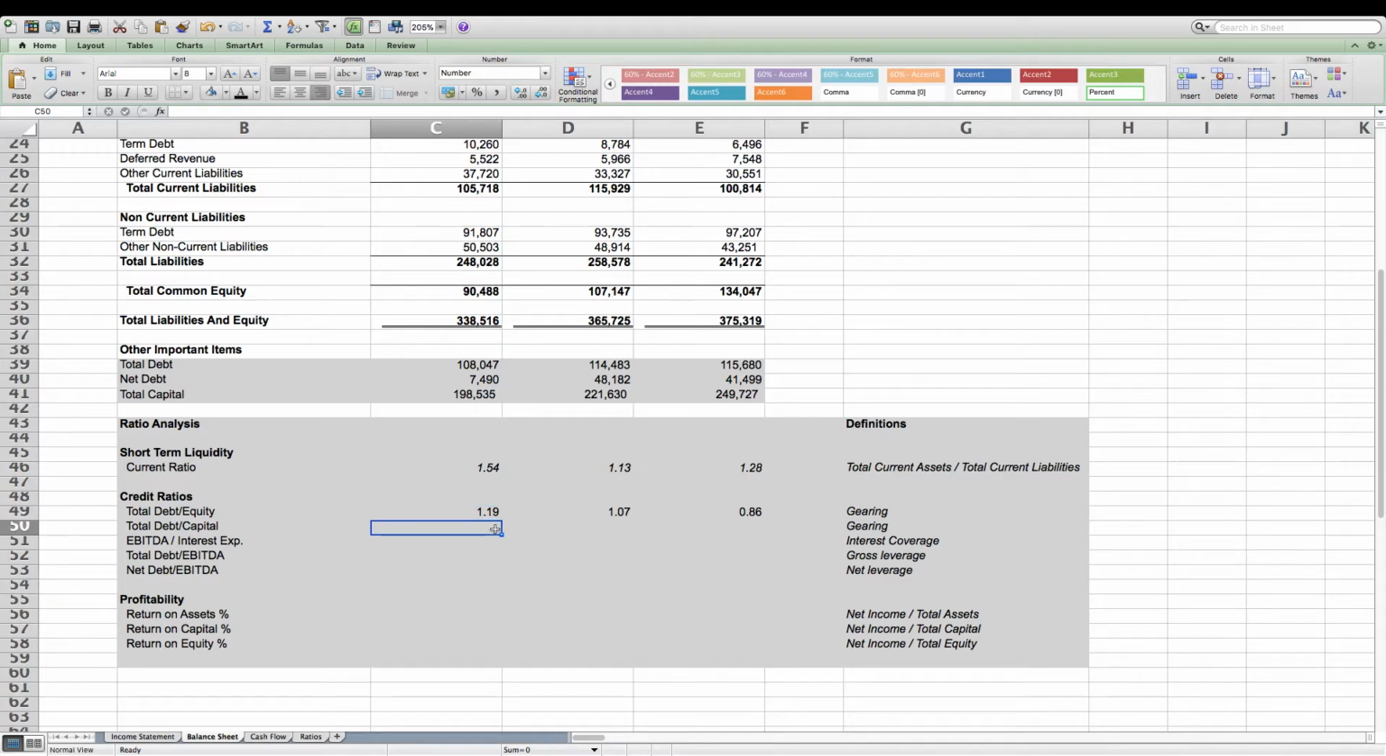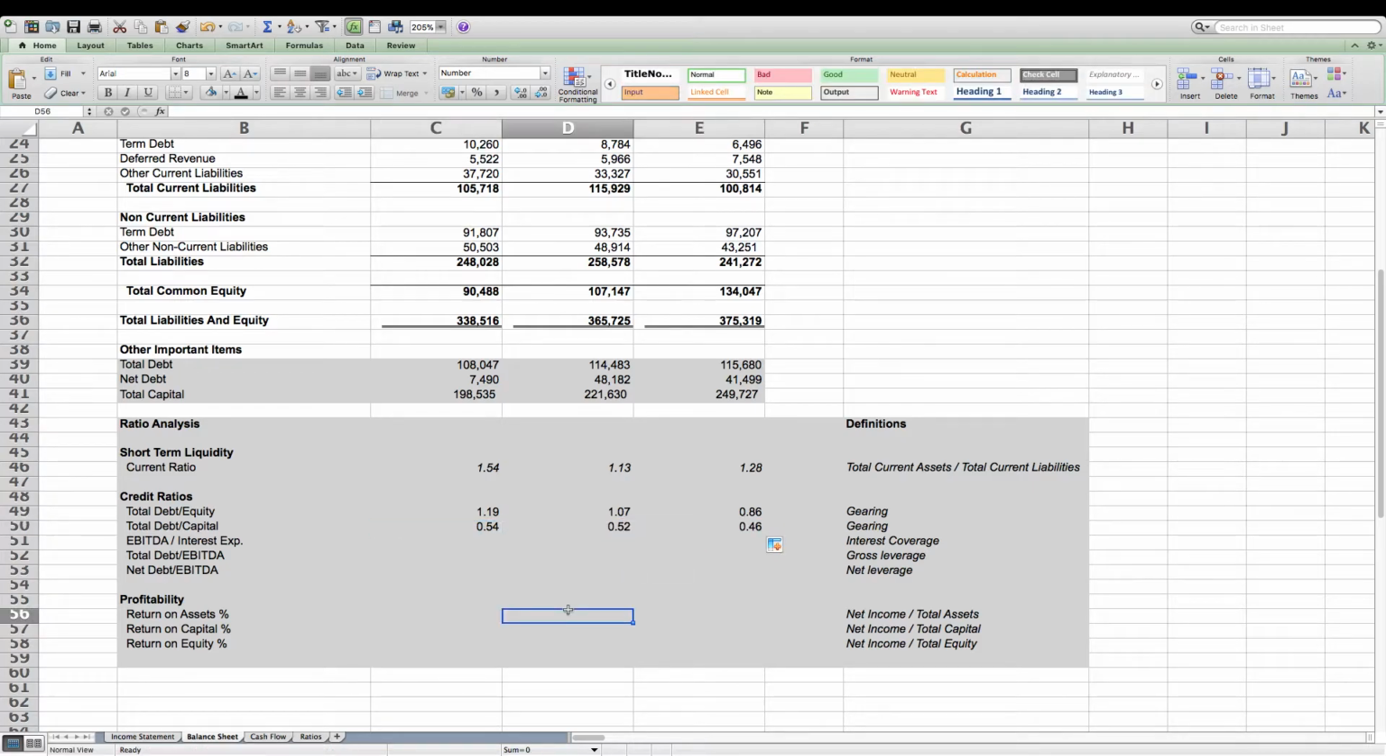The total debt to total capital is another ratio which is very similar to the one above, and it's calculated as total debt divided by total capital. And once again, we will transfer this over. So what this is telling us is the funding mix again. So Apple has 54% debt in its capital structure, and the remaining 46% is equity.